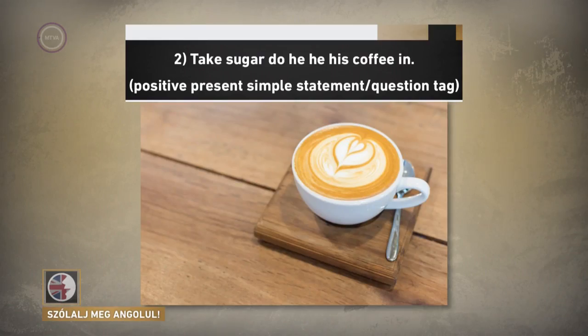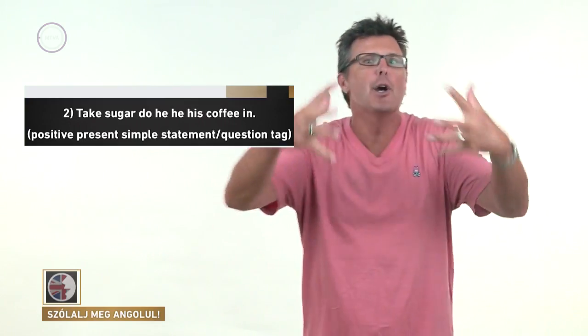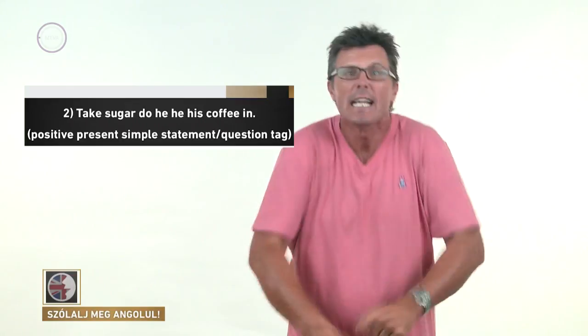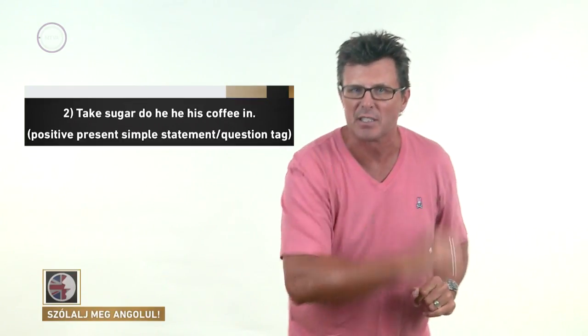Next. All right. Well, as we can see from the information in the brackets at the end, this one has to be disentangled to make two elements. A positive statement in the present simple, and then, following that, a question tag. Nae bother, as we used to say in Scotland back in the day. All right, so turn that maelstrom of chaos into a positive statement in the present simple.